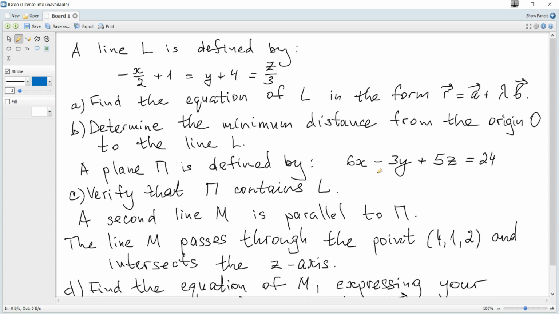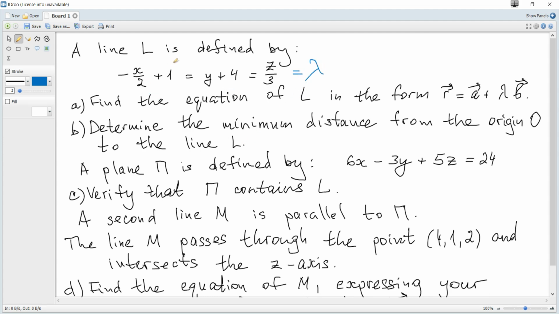A line L is defined. Question A: find the equation of L in vector form. So we need to get the vector form from the given Cartesian form for a given line. How to do that? You can see that these three expressions are equal, and we can say that they are equal to some constant, let it be lambda.